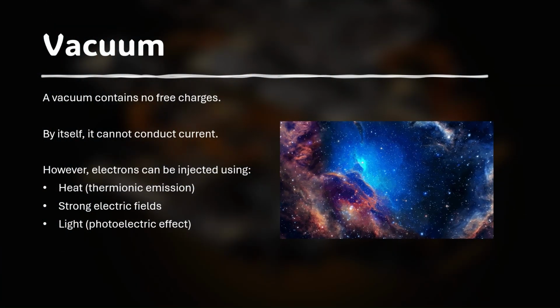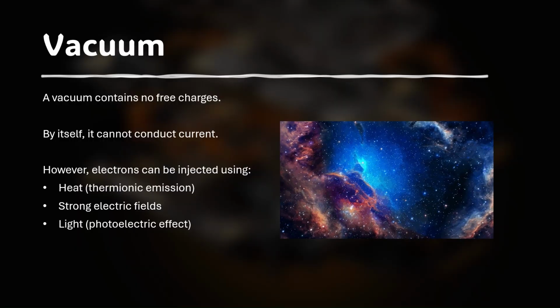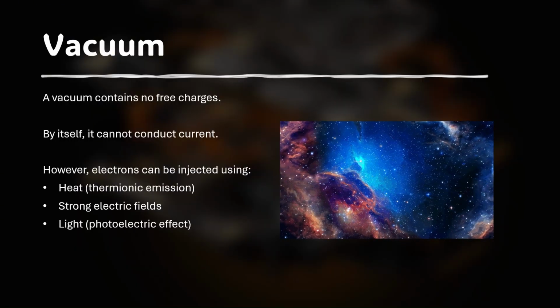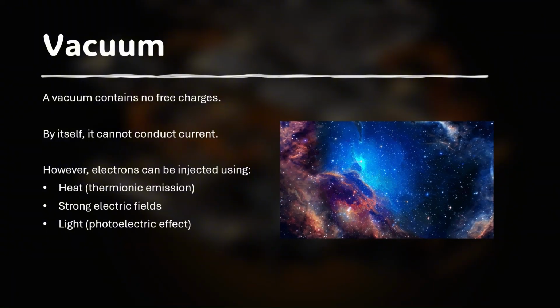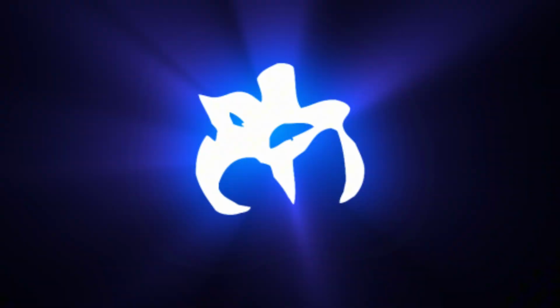Vacuum. A vacuum contains no free charge carriers and is normally a perfect insulator. However, electrons can be injected into a vacuum using heat, light, or strong electric fields. This principle is used in vacuum tubes and other specialized electronic devices.